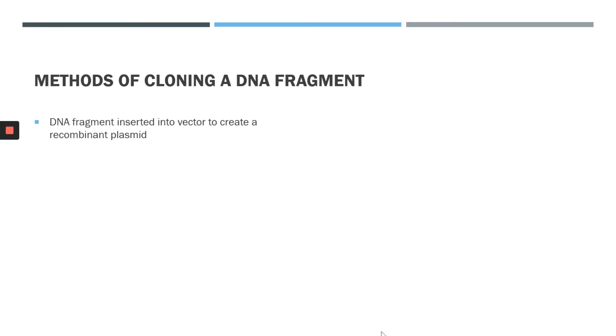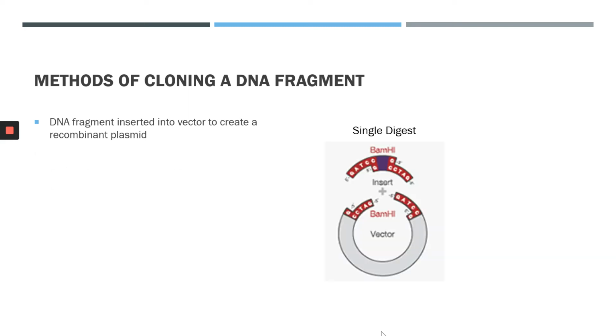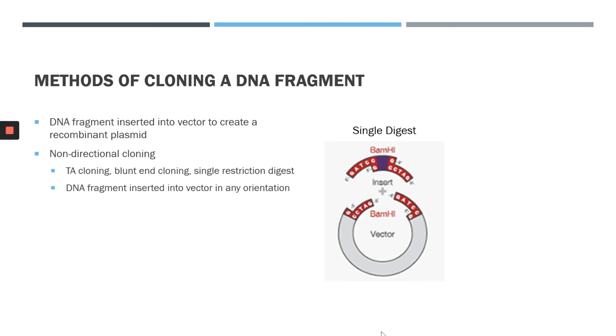We will now discuss how a DNA fragment can be inserted into a vector. DNA fragments of interest, or insert DNA fragments, are ligated into a vector in order to create a recombinant plasmid. And there are various methods in which this can be achieved. The first method that we'll look at is non-directional cloning. In non-directional cloning, the insert DNA fragment is inserted into the vector in any orientation.